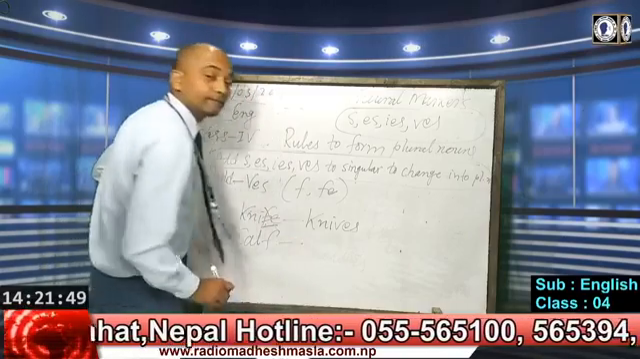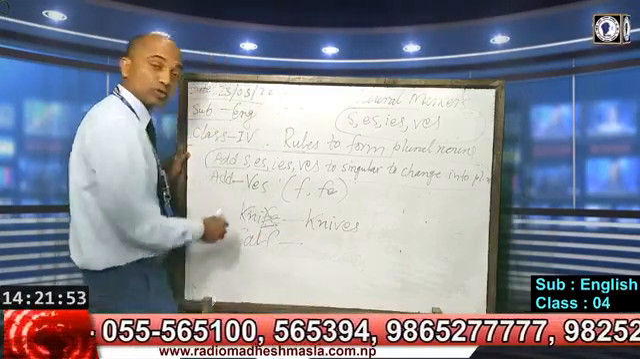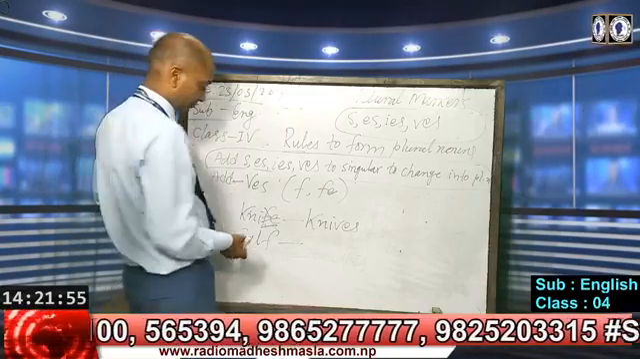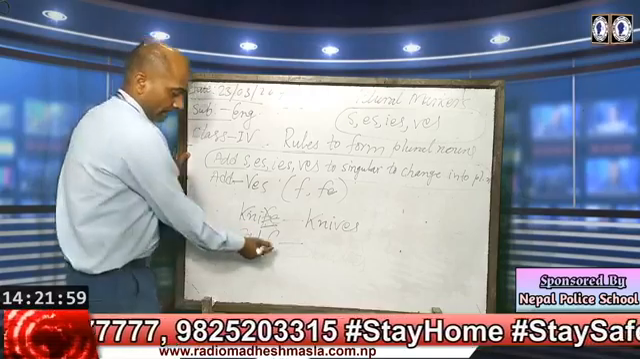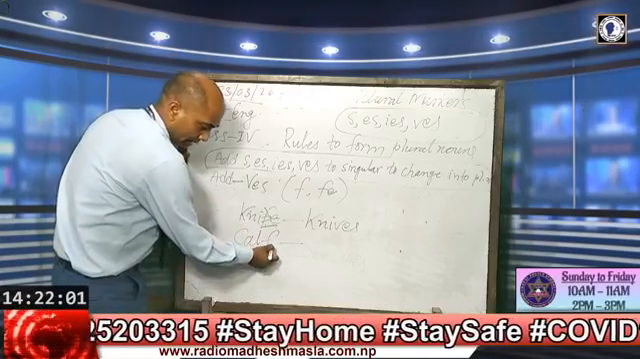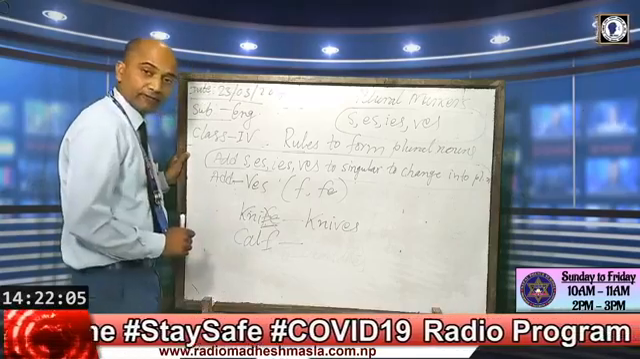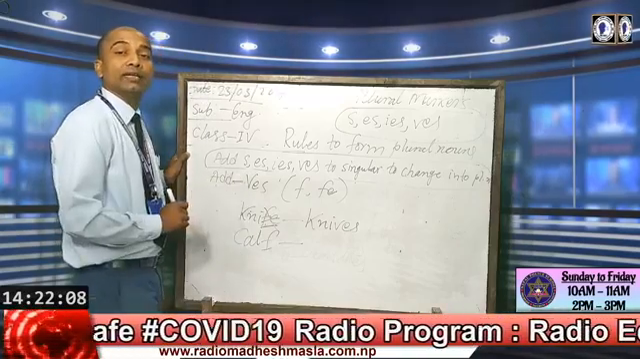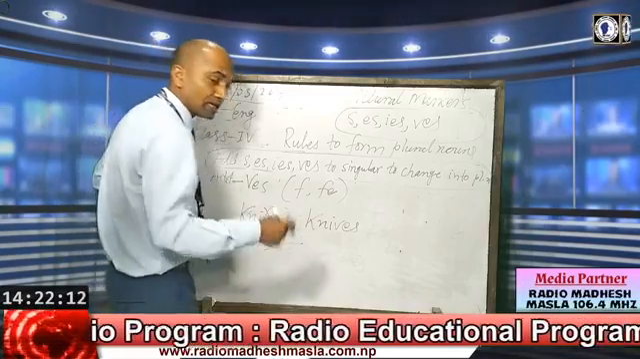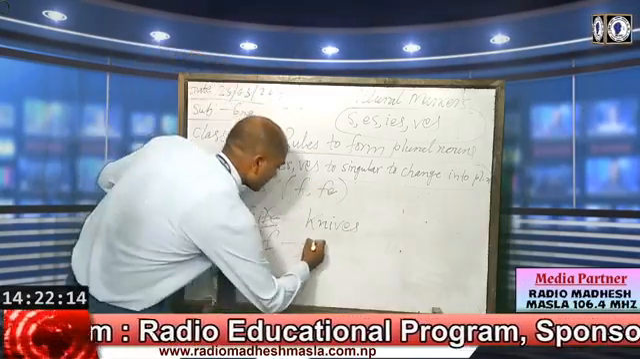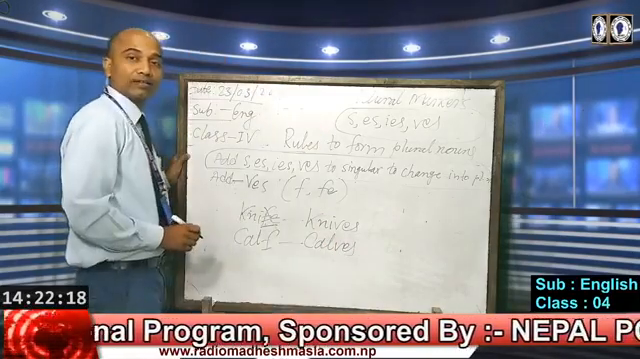Calf. Baby of a cow, and it is also a part of our body. Here, at the end of the word, there is the letter F. Remove the F and add the VES to change it into plural: calves.